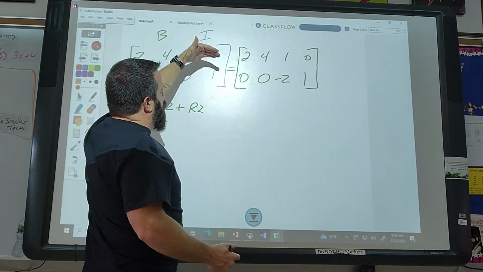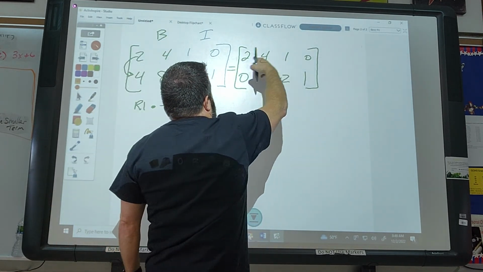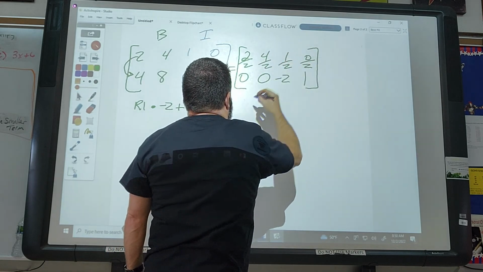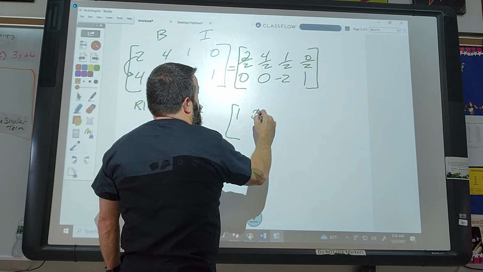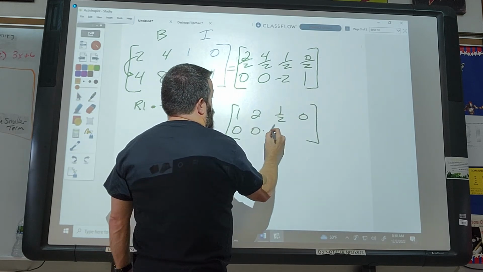And this is where the problem comes in. I could make this a 1. I could just divide everything by 2 there. Divide by 2, divide by 2, divide by 2, divide by 2. That would make that a 1: 1, 2, 1/2, 0. And I still have 0, 0, -2, 1.